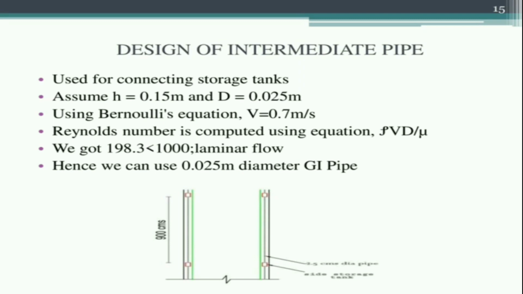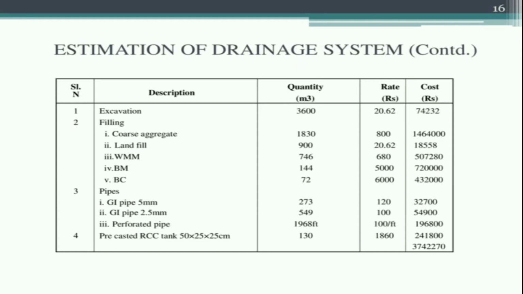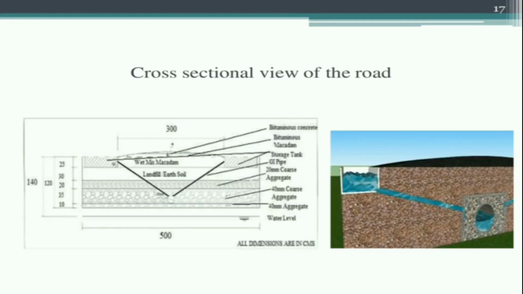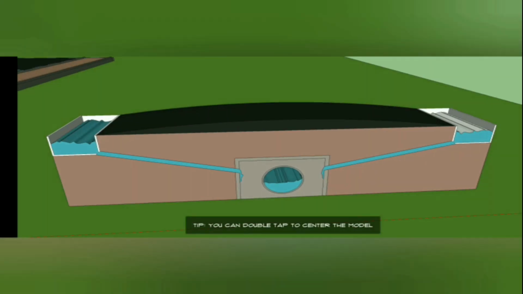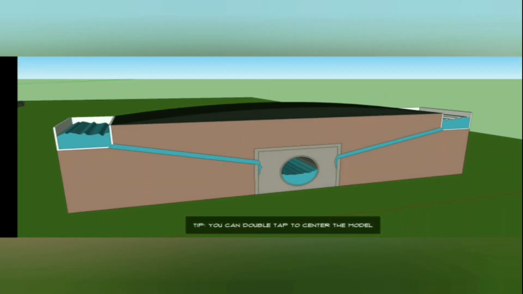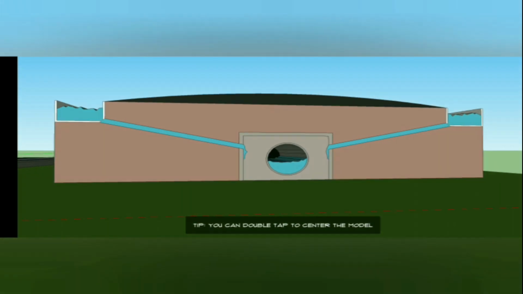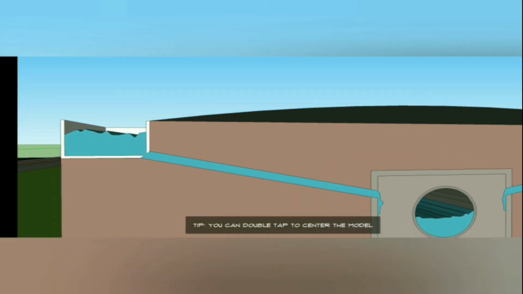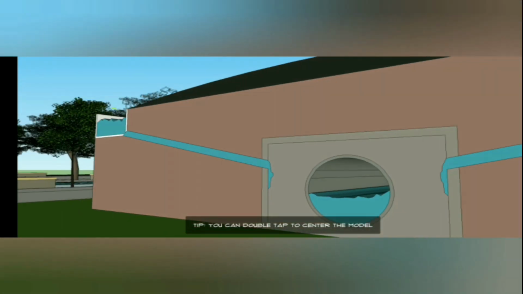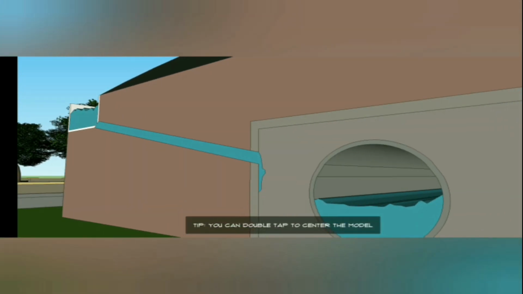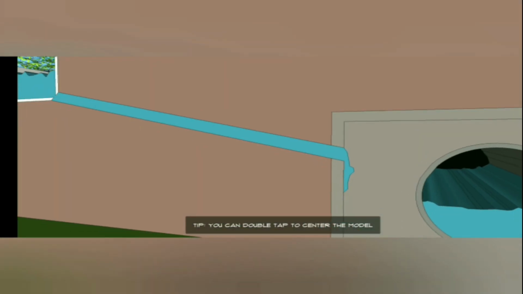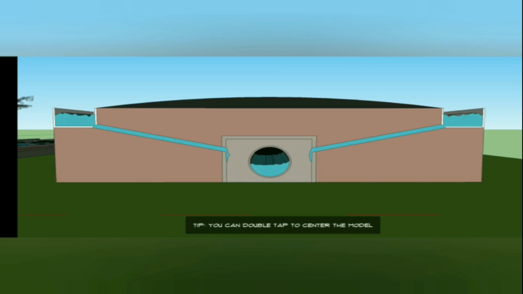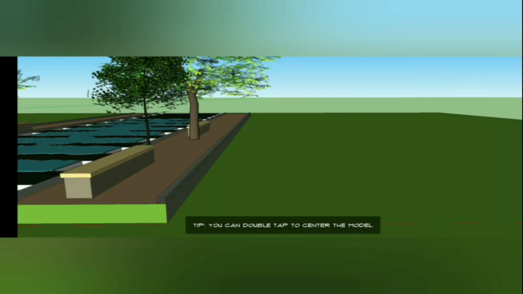This is the estimation of the drainage system, and it comes up to 37,42,270 rupees. Here we can see the cross-sectional view, in which the storage tank is placed at intervals of 9 meters from the adjacent storage tank, and is connected to the French drain pipe of diameter 8 inches. The storage tank is connected to the French drain pipe via intermediate pipes of diameter 0.025 meter.